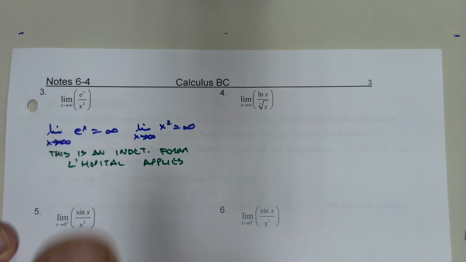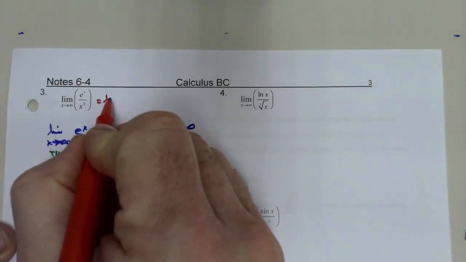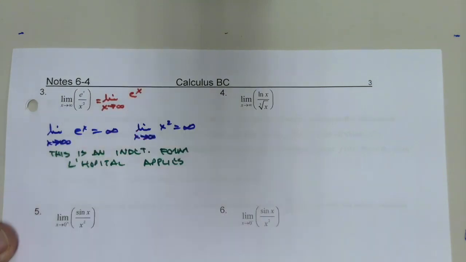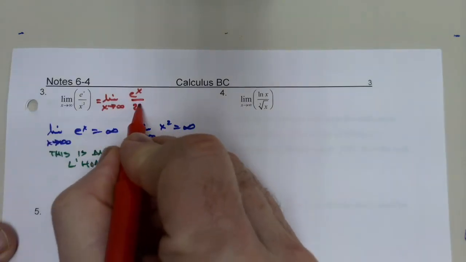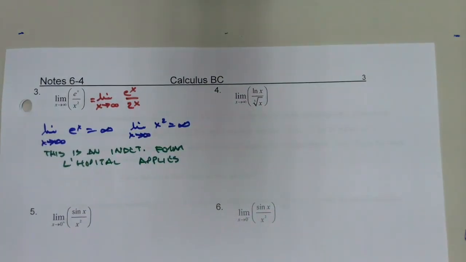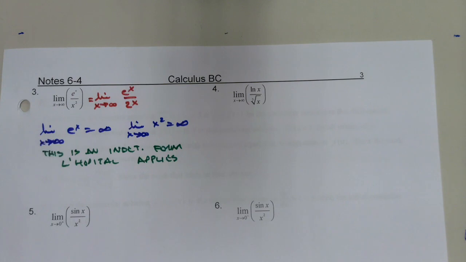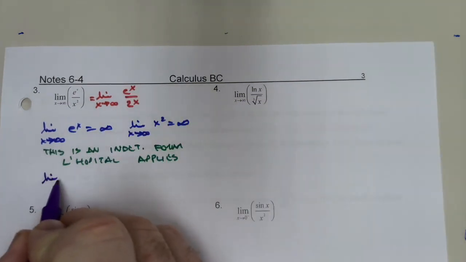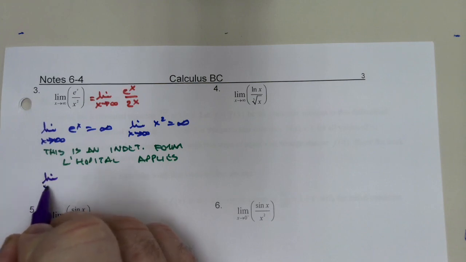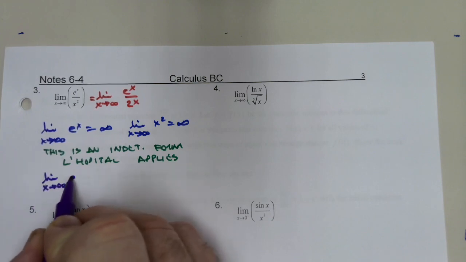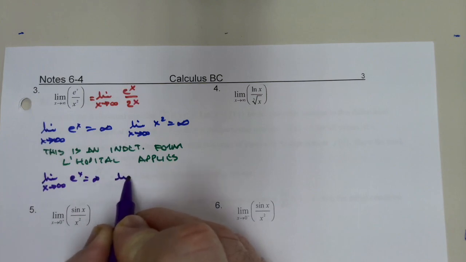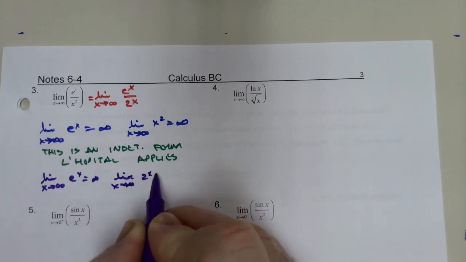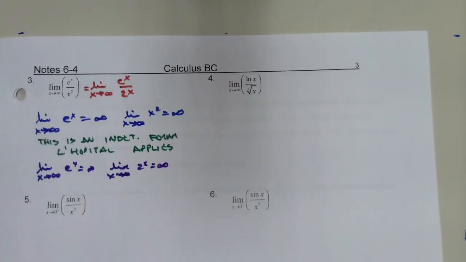So, derivative of the numerator is e to the x. Derivative of the denominator is 2x. Notice this time we still have an infinity divided by infinity. In other words, as we are going to note here, the limit as x goes to infinity of e to the x is infinity. The limit as x goes to infinity of 2x is also infinity.